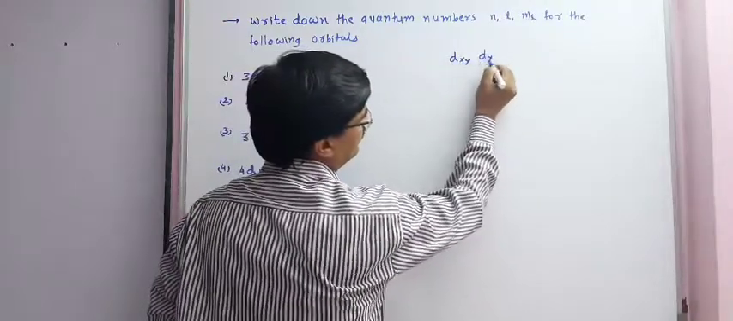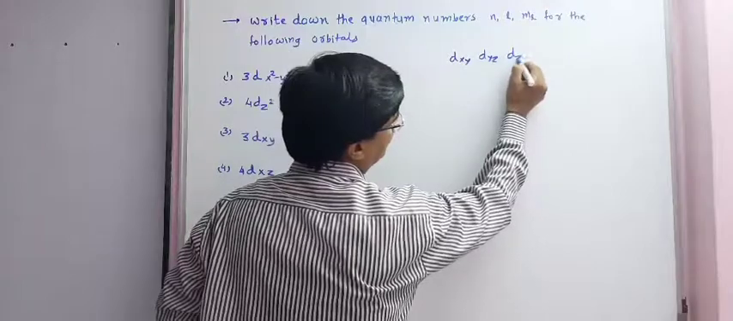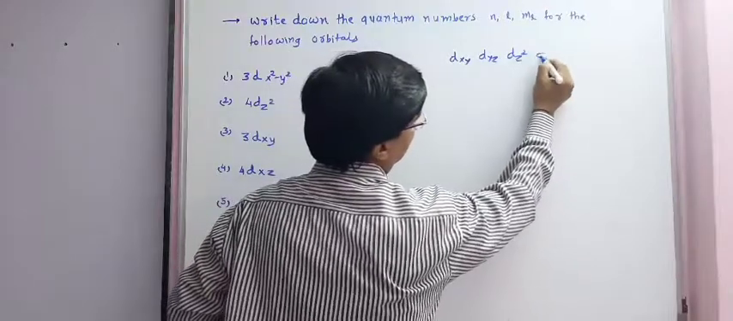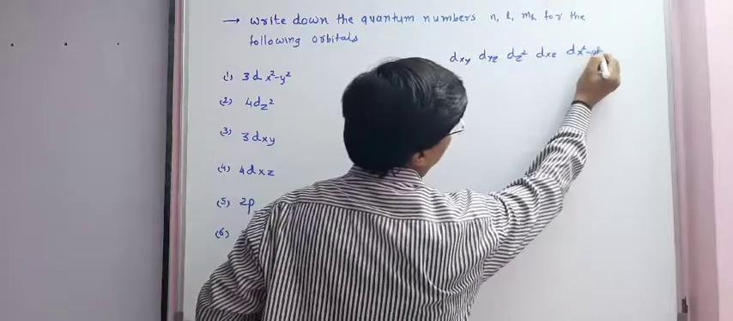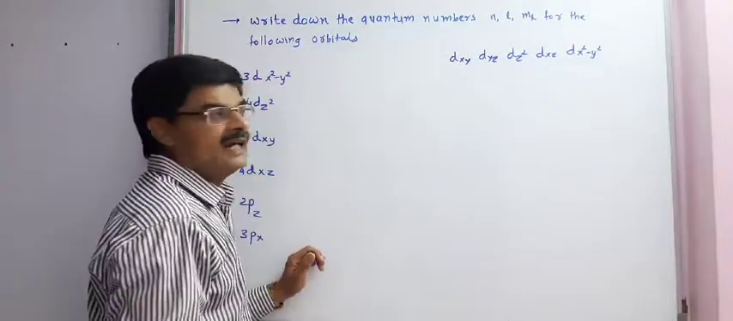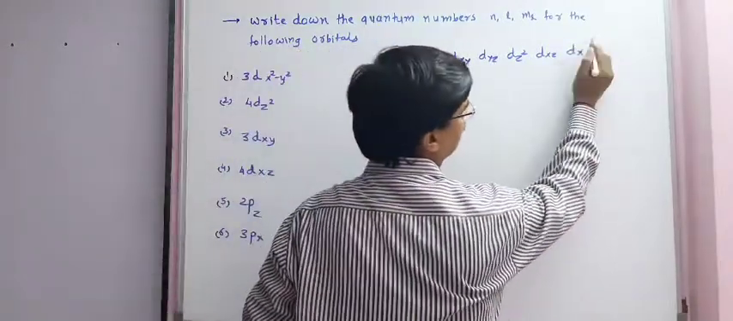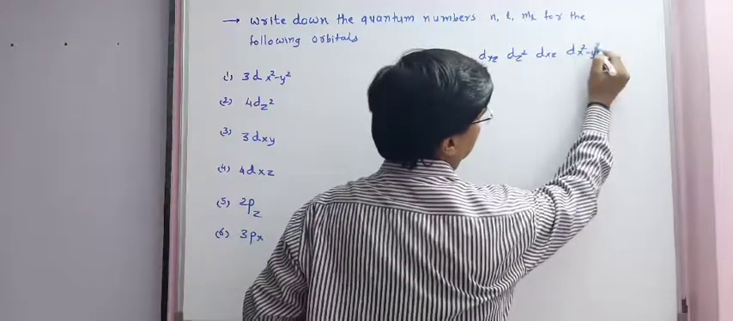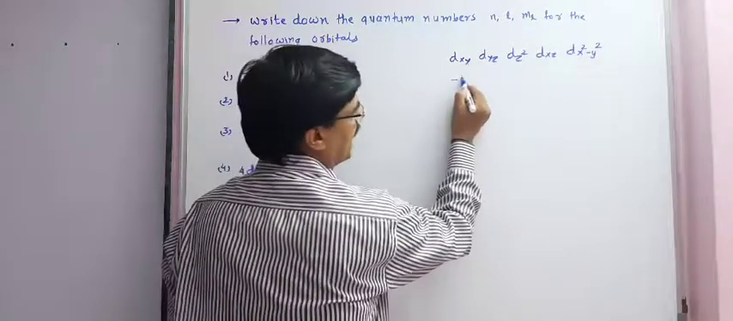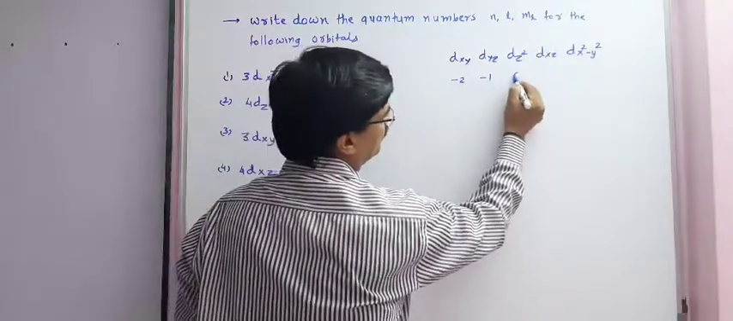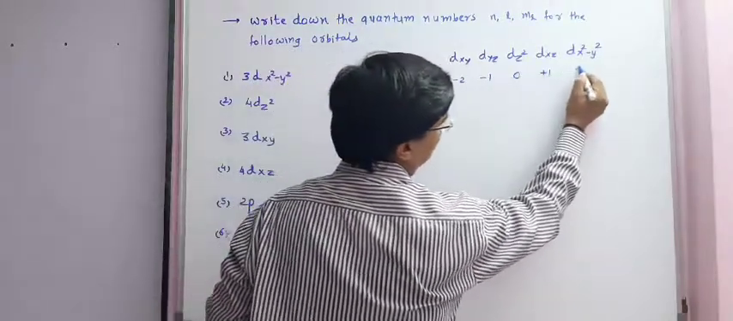dxy, dyz, dz square, dxz and dx square minus y square. We can write down the value of ml as minus 2, minus 1, 0, plus 1 and plus 2.